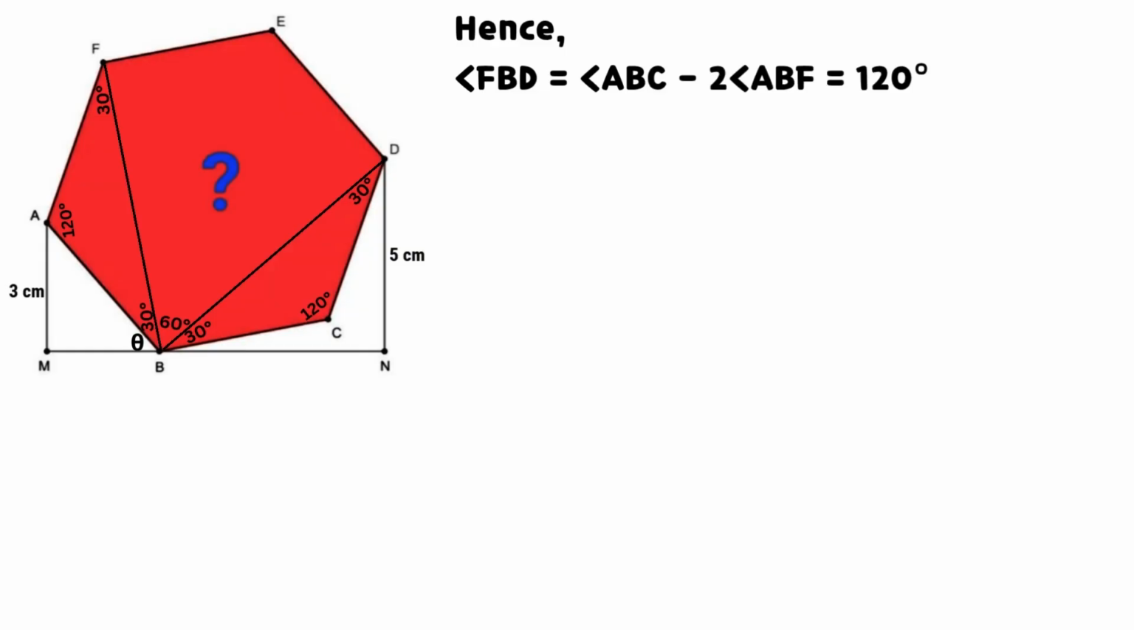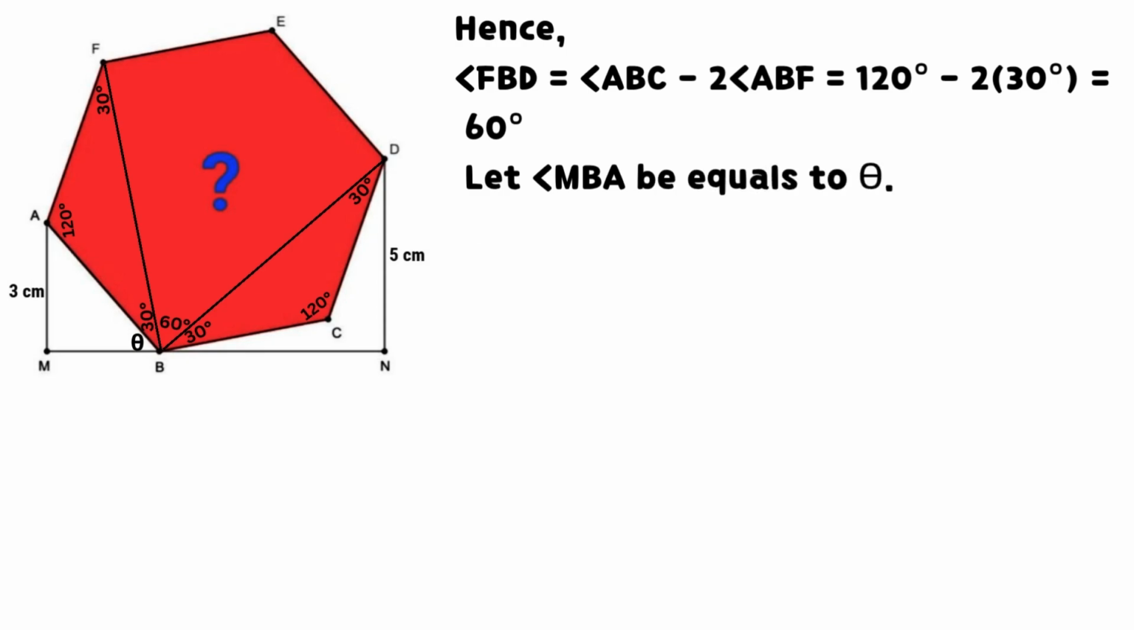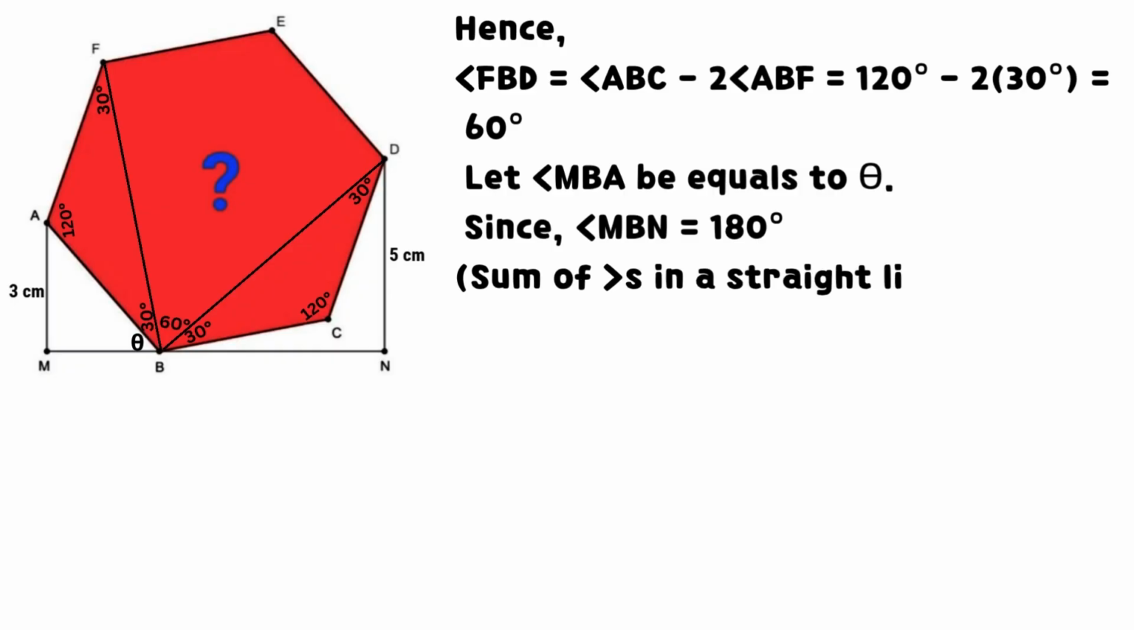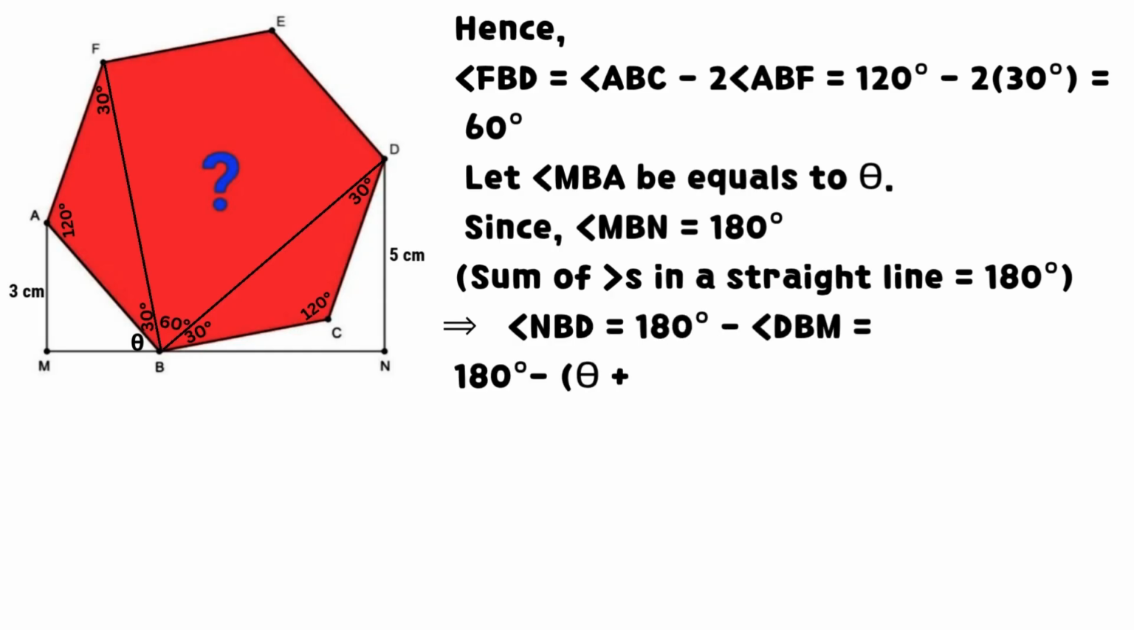Hence, angle FBD equals angle ABC minus 2 times angle ABF, which equals 120 degrees minus 2 times 30 degrees. The result is equal to 60 degrees. Let angle MBA equal theta. Since angle MBN equals 180 degrees, because the sum of angles in a straight line equals 180 degrees, it implies that angle NBD equals 180 degrees minus angle DBM, which equals 90 degrees minus theta. As shown on the screen, we call it equation Y.